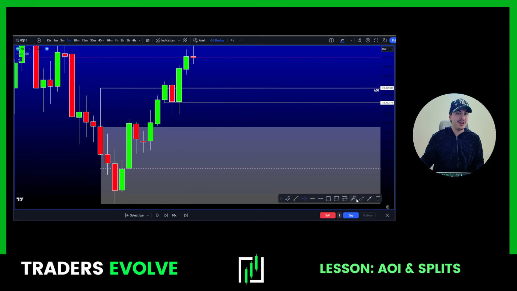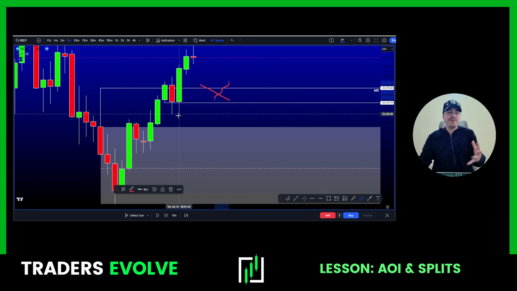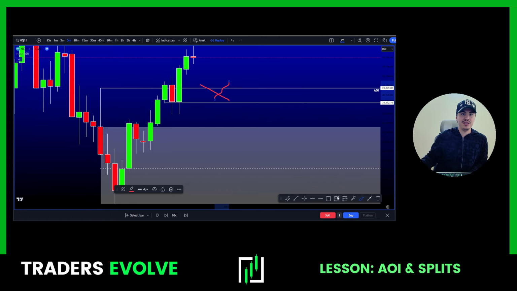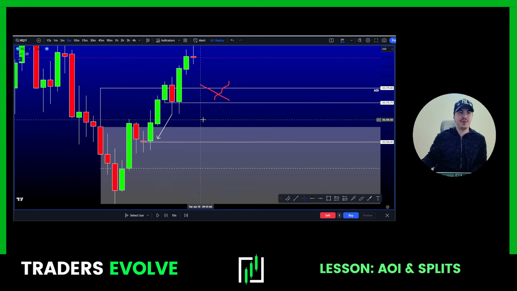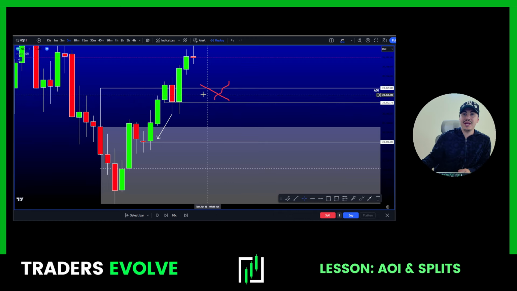So what does this mean? I'm not trading anything here. I'm not playing longs at the AOI either. Why? Because I'm going to see if it wants to fill this imbalance first, at least into this split. You know what I mean? Or into the first area of the zone. Which again, in this case, it could be worth it because we're going for a 50 tick trade catch. But the split is formed along with the AOI.